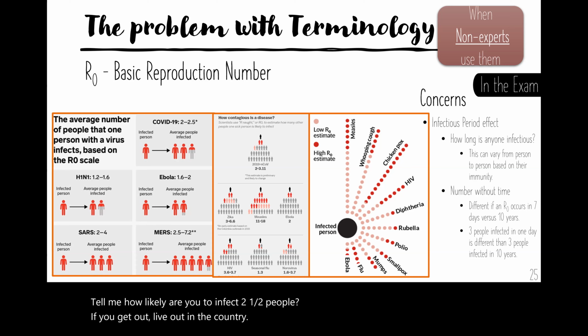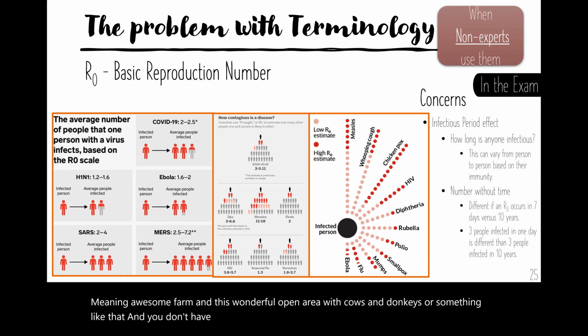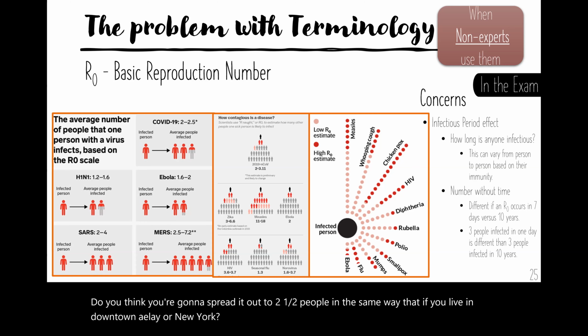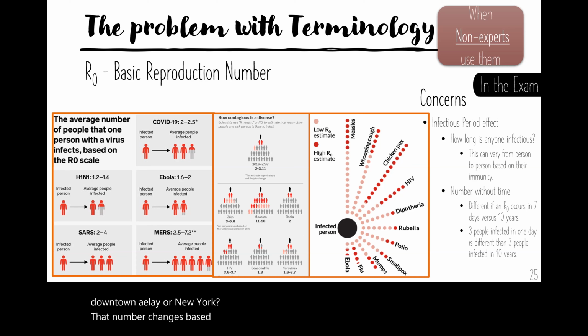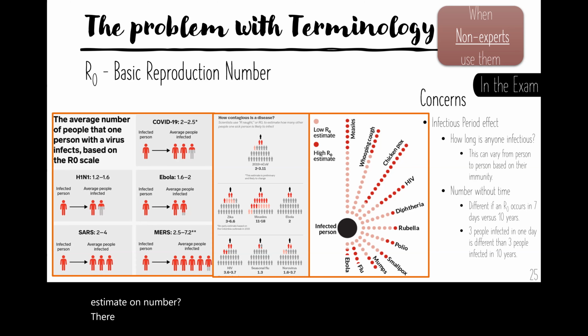Meaning you're on an awesome farm in this wonderful open area with cows and donkeys or something like that, and you don't have another person for another 50 miles. You think you're going to spread it out to 2.5 people in the same way that if you live in downtown LA or New York. That number changes based on location, and it changes based on how many people you come into contact with. So how can you estimate a number that is highly variable?